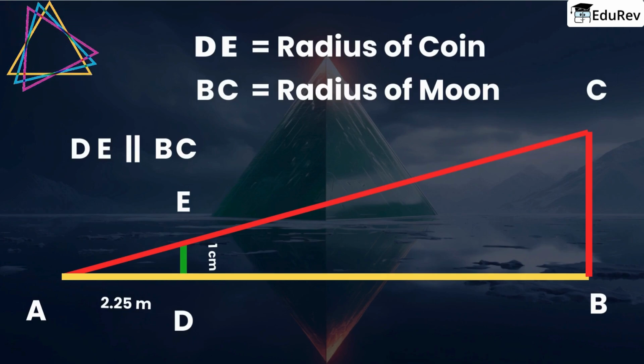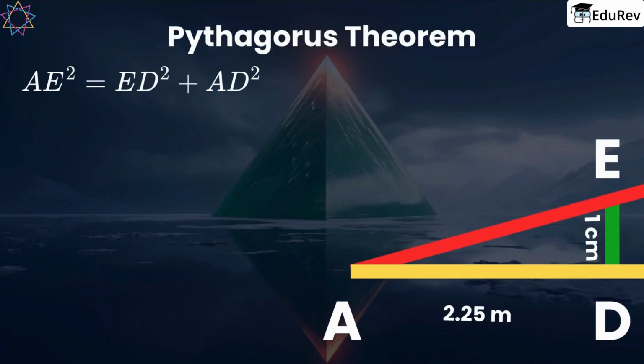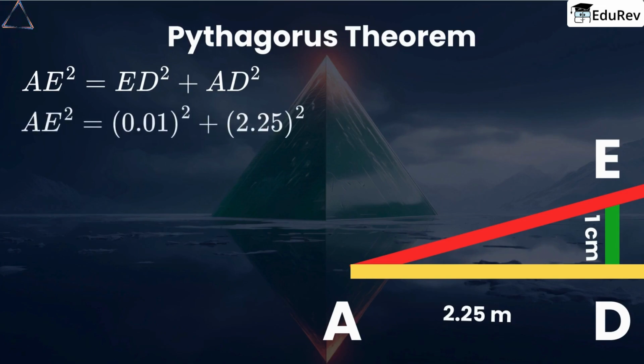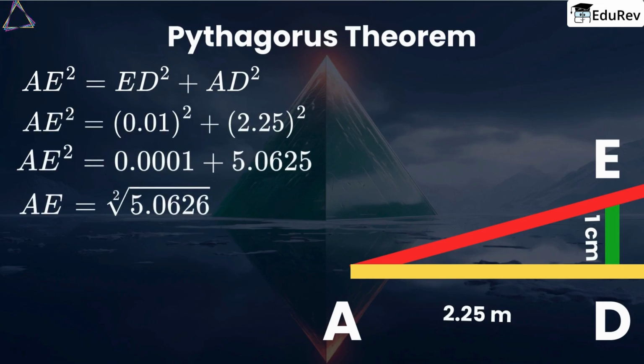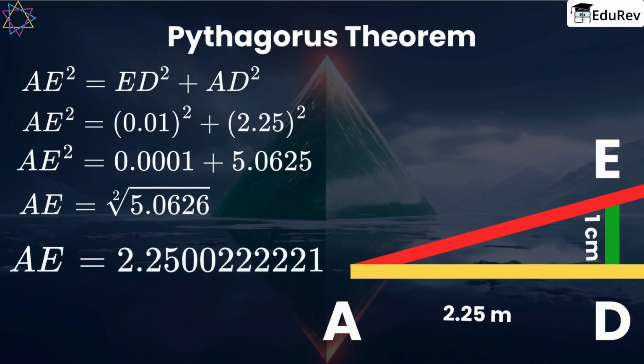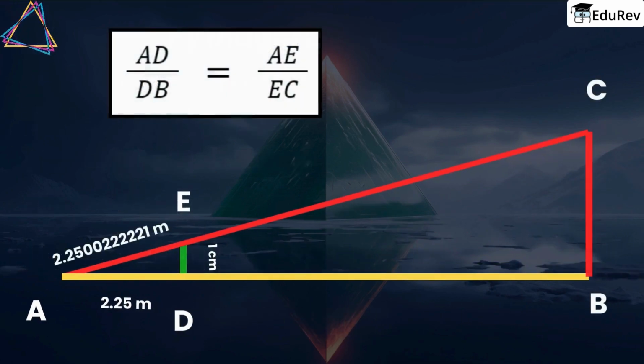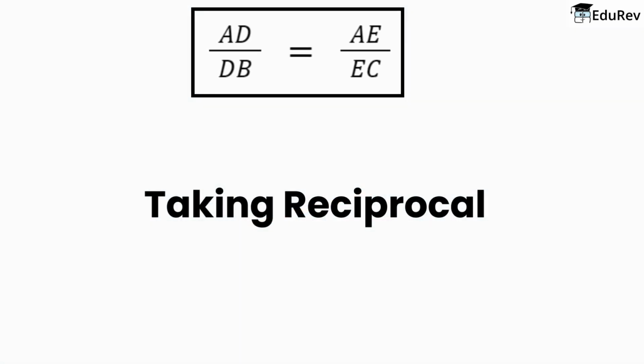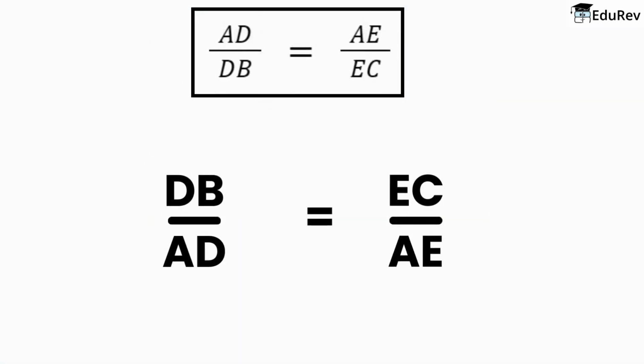We can get the value of AE by using Pythagoras theorem. AE square equals ED square plus AD square. We get AE is equal to 2.2500222221 meters. Now using Thales theorem, we get AD upon DB equals AE upon EC. We reciprocate the terms. So now we have DB upon AD equals EC upon AE.